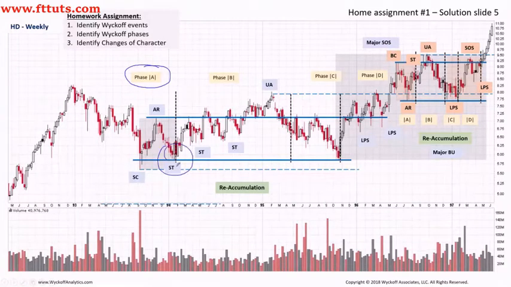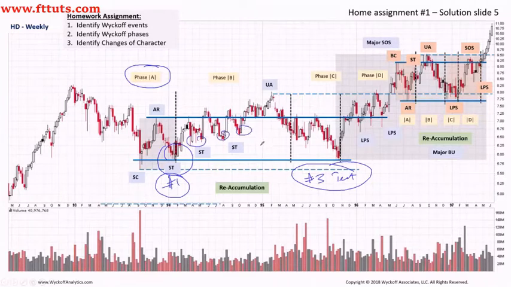A is test number, I'm assuming test number 1, Ronnie, right? Test number 1. And then phase C is test number 3. Then where is our test number 2? Well, all of those tests right here in phase B, those are number 2 tests.